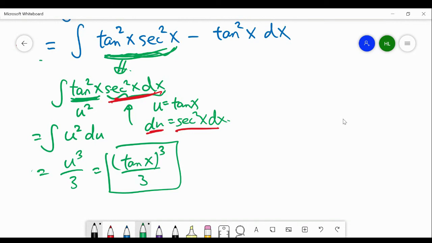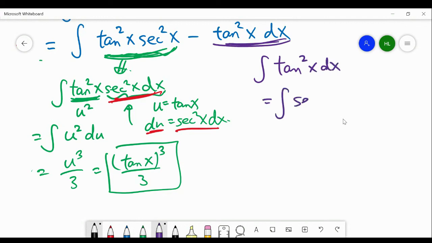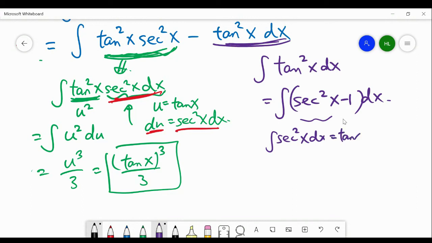How about this part, which is the second term, right? We have to integrate tangent square x dx. And once again, we can make use of the identity. It's the same as the integral of secant square x minus 1 dx, right? And the first term is clear because if you integrate just secant square x dx, it's the same as tangent x. And the second term is clear. So it means altogether, the purple integral would become tangent x minus x, right?